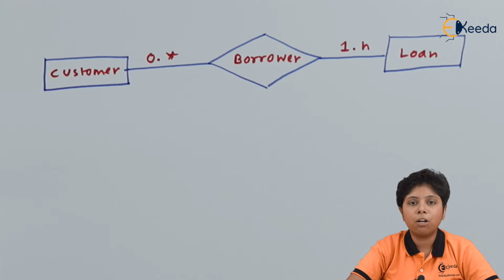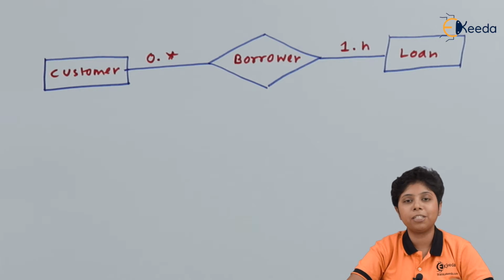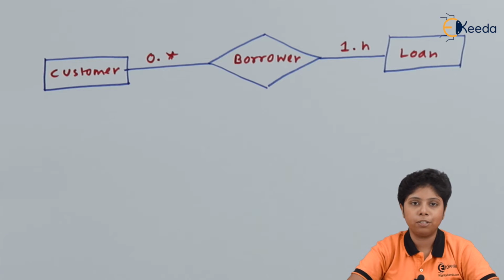Next, we will talk about how to go for a derived entity. Now, if we are talking about a derived entity or derived attribute, then we are saying that it is an attribute that can be derived from another attribute.